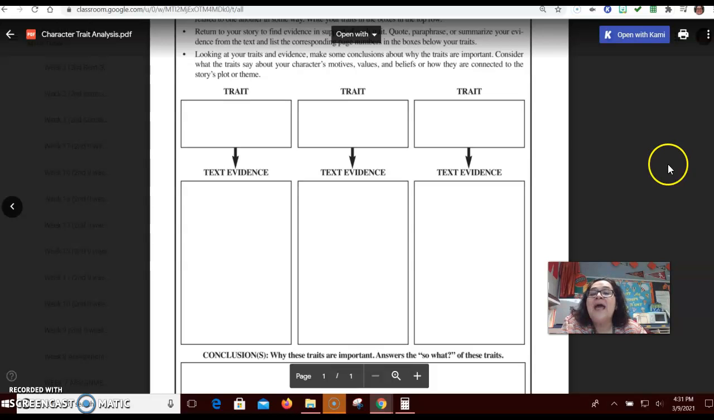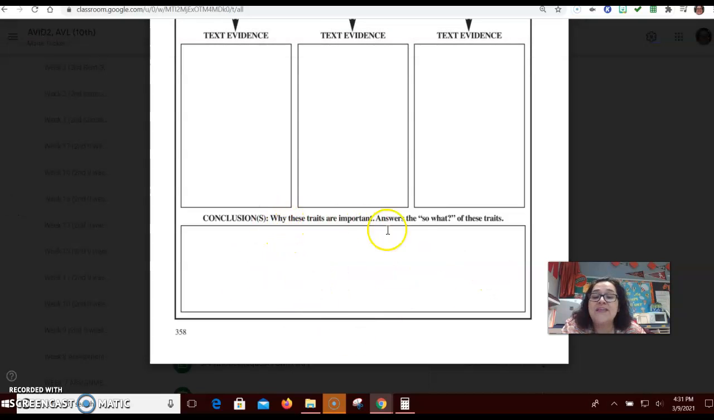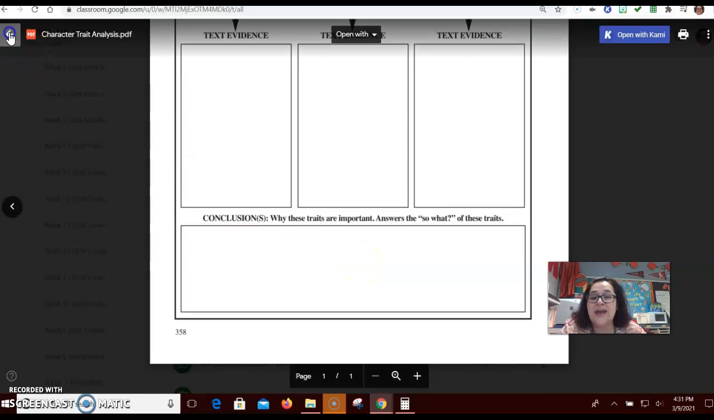So how many pieces of information would you need about your character to actually believe that they believe love conquers all? All right. Then when you look at your traits and you look at your evidence, remember I told you you have to come to a conclusion about this person. What does this tell you about who they are, what they value, what they believe? And you're going to put that down here. Why are these traits important? What does it tell us ultimately about this character?